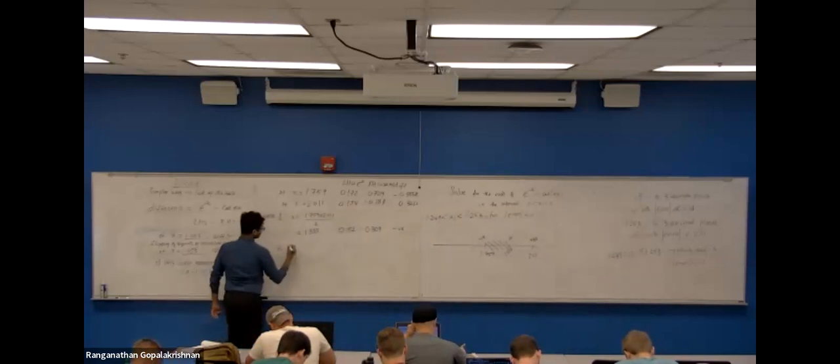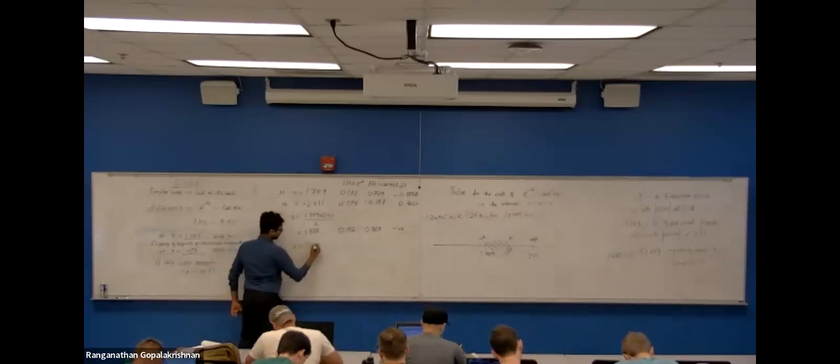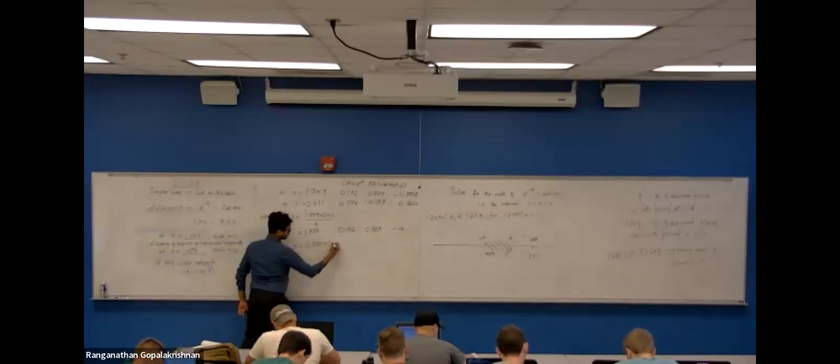So iteration 2, x has to be 1.885 plus 2.011 divided by 2, which is how much?